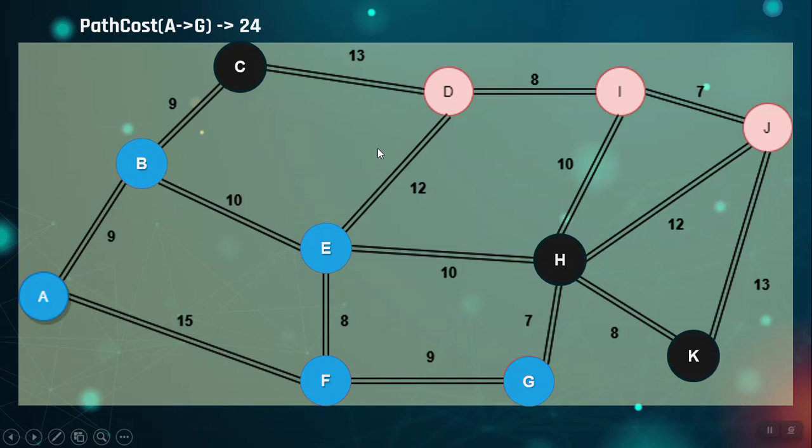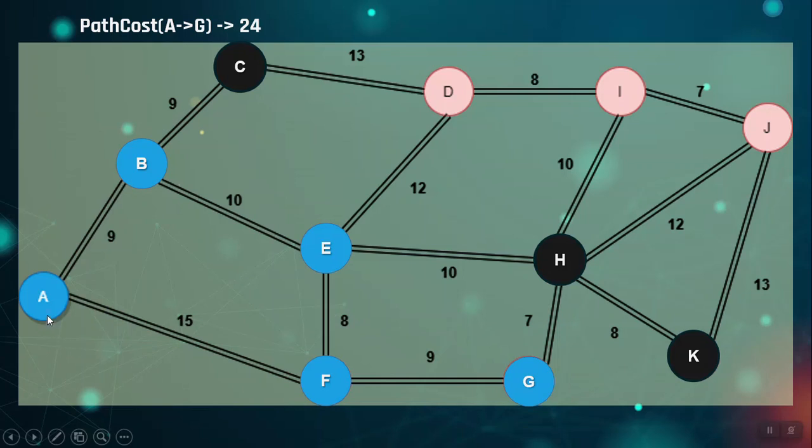So you could see this graph. You could imagine this graph as roads, and then the states are the cities. Okay, so they are labeled with the distance, or let's say the time that it takes to get from one place to another. Say for example, we want to know the cost from A. So this is A here to G. So A to G. Okay, so giving that as a parameter to path cost, it will return the value 24.